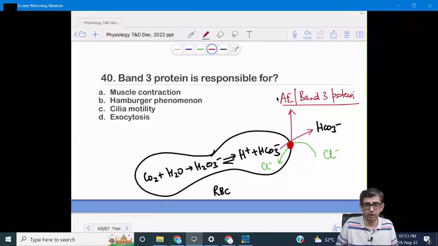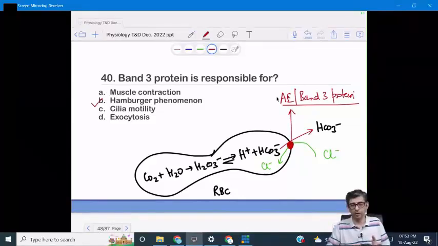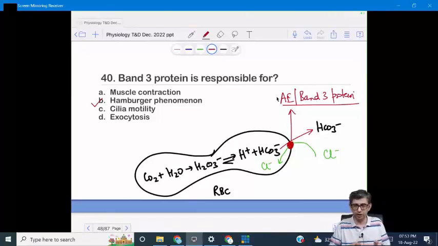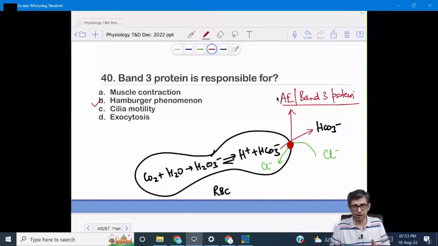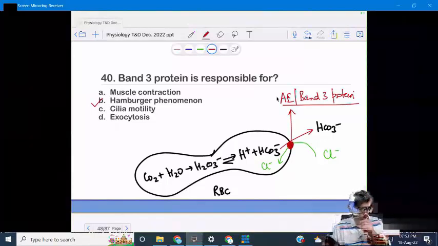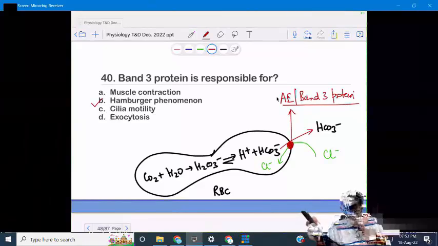The correct answer for question number 40 is option number B. Hamburger phenomenon is alternatively called as chloride shift and is present in RBCs. This normal phenomenon that occurs has been asked in the exam mainly with respect to the protein in the cell membrane or in the RBC membrane. Answer to 40 is beta. We come to 41.